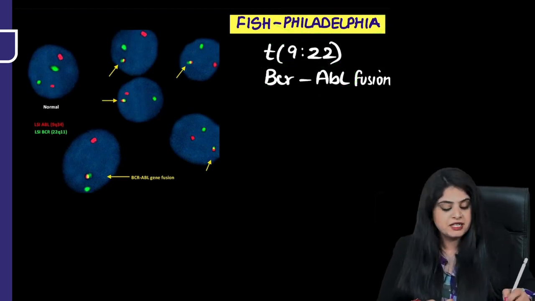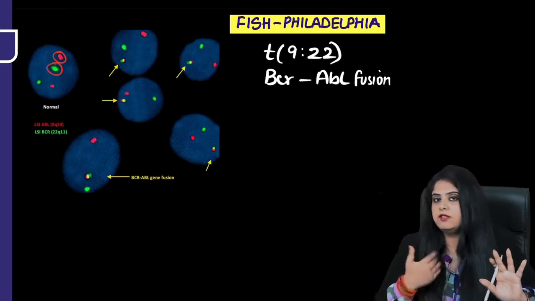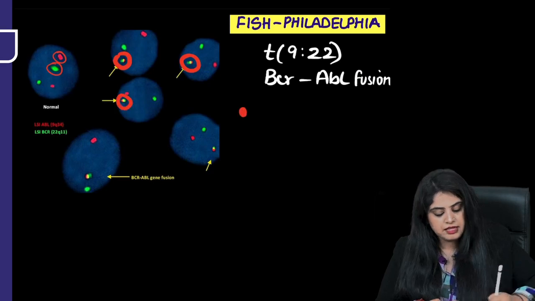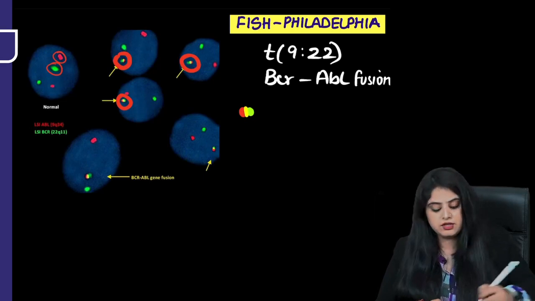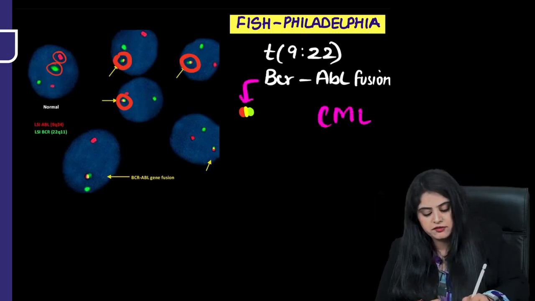And can I see that? See, as long as red and green were separate, BCR and ABL separate, we are normal. But over here I'm seeing BCR and ABL have fused. The red and the green have basically fused, and when red and green fuse, you get a yellow color. So that is the fusion that I'm encountering over here. So this is a case of CML.